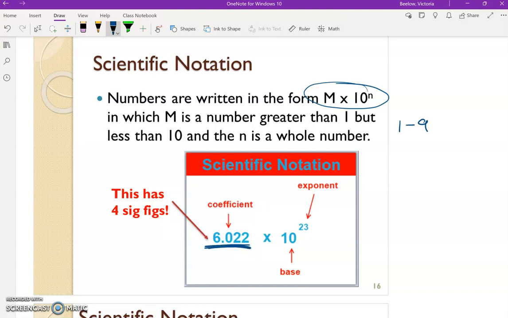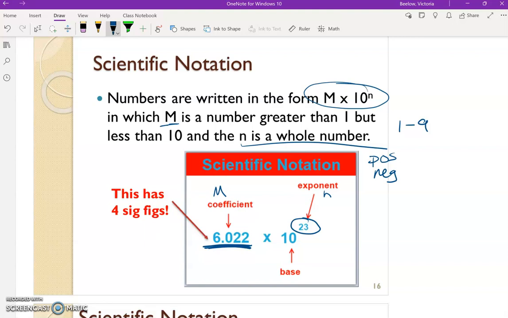For example, in this problem, I have 6.022. That's a number between 1 and 9. So that's what that M value is. And then it's going to be times 10 to the nth power. So the n is going to be some type of a whole number, and it can be positive or it can be negative, okay? That's this exponent here. That's that n number that I'm talking about, okay? And then the coefficient we can call, that's the M value.